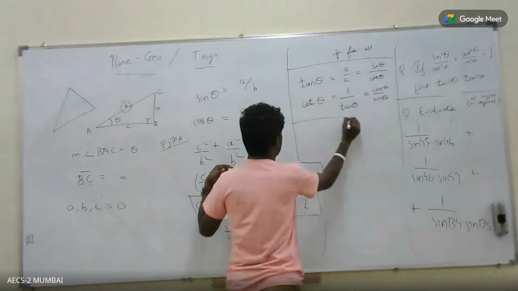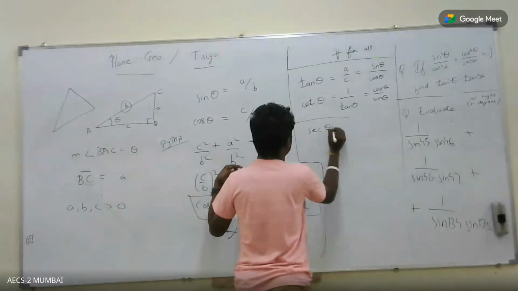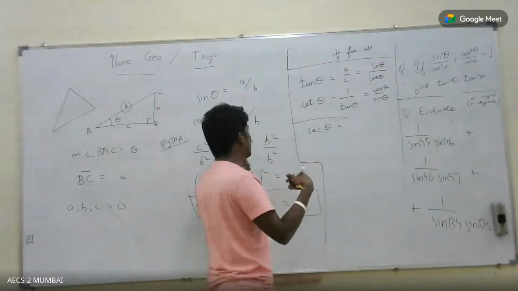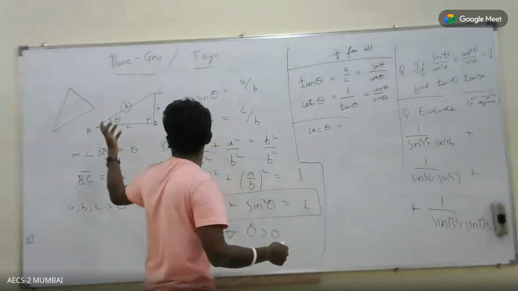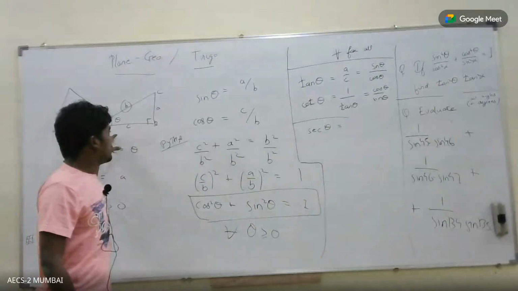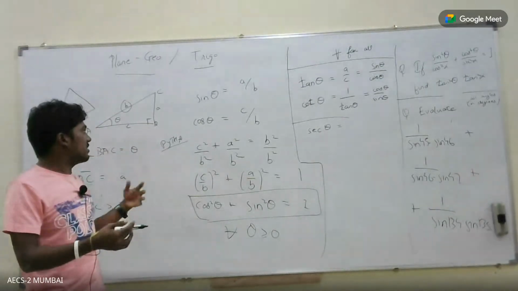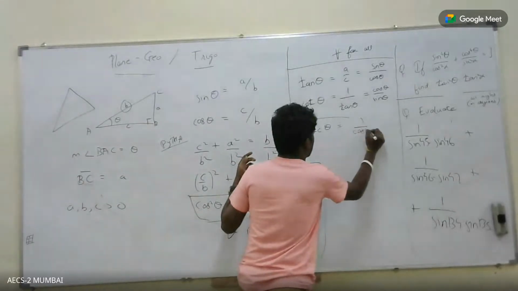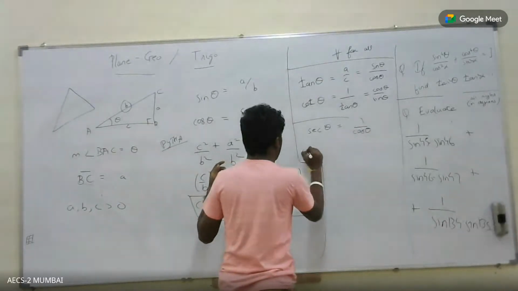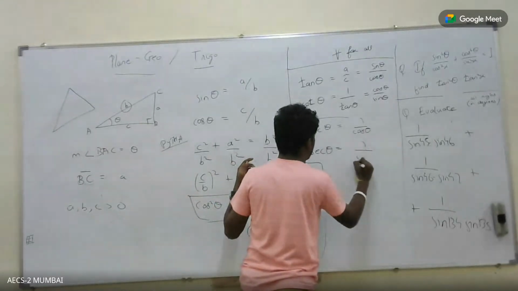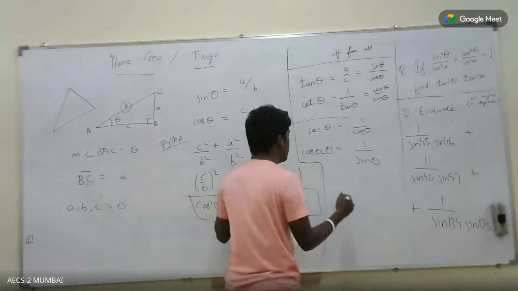Similarly, we have two more ratios which are less used, so we most likely won't see them again. We define something called sec theta. That is, sec of theta is defined as the multiplicative inverse, that is the reciprocal of cos theta. Similarly, we have another ratio called the cosecant of theta. This is defined as the reciprocal of sin theta, right?